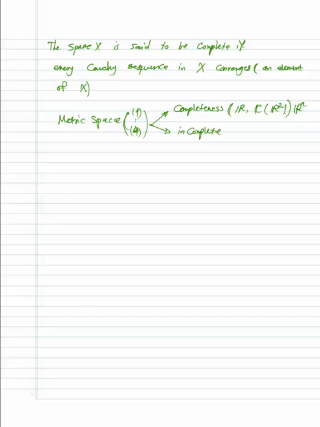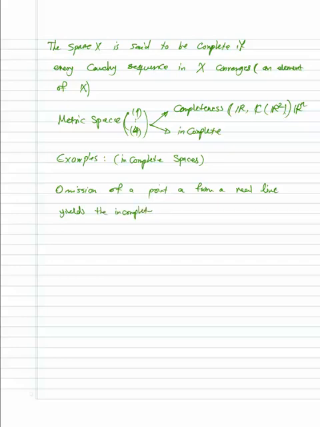Okay, if you want to see, for example, what incomplete spaces are, I should give examples of incomplete spaces. These are: omission of the point A from a real line yields the incomplete space R less A.